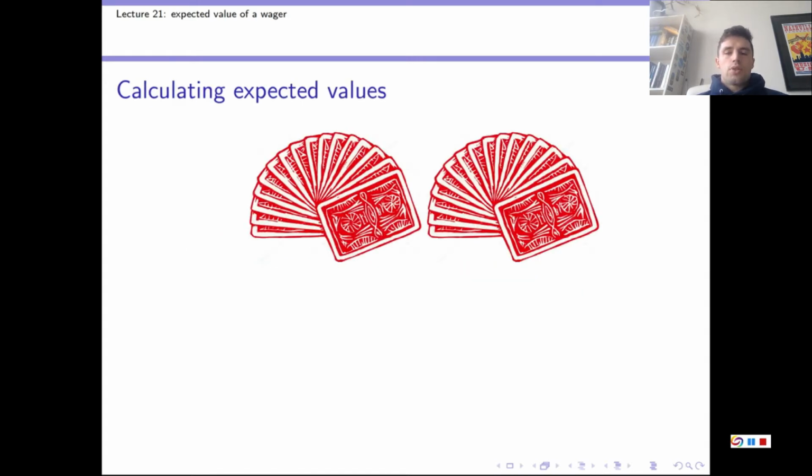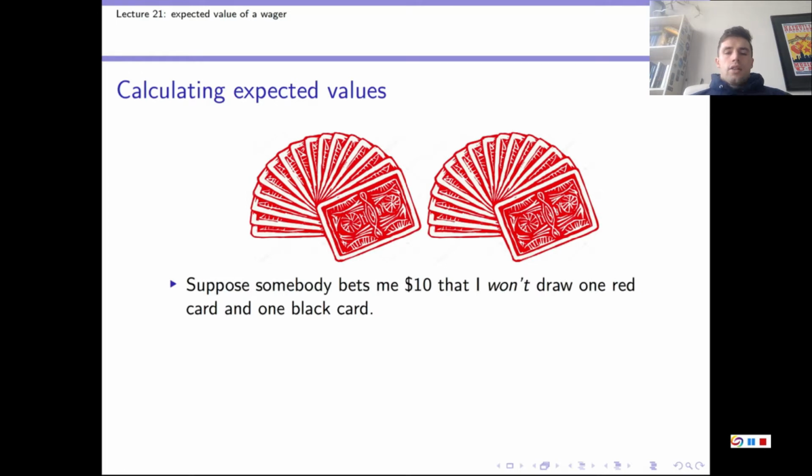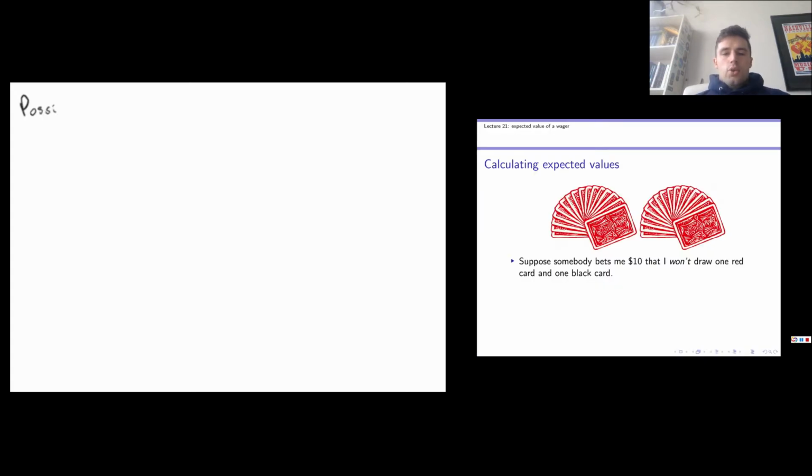So let's suppose we're drawing a card from two randomly shuffled decks without jokers in, so there's just 52 cards. And we draw these cards one after the other. Suppose somebody bets me $10 that I won't get one red card and one black card. Now we set up the problem of calculating expected values using a table, so let me show you how you set it up. First, you list all the possible outcomes in columns. The outcomes we're interested in here are drawing a red card and drawing a black card.